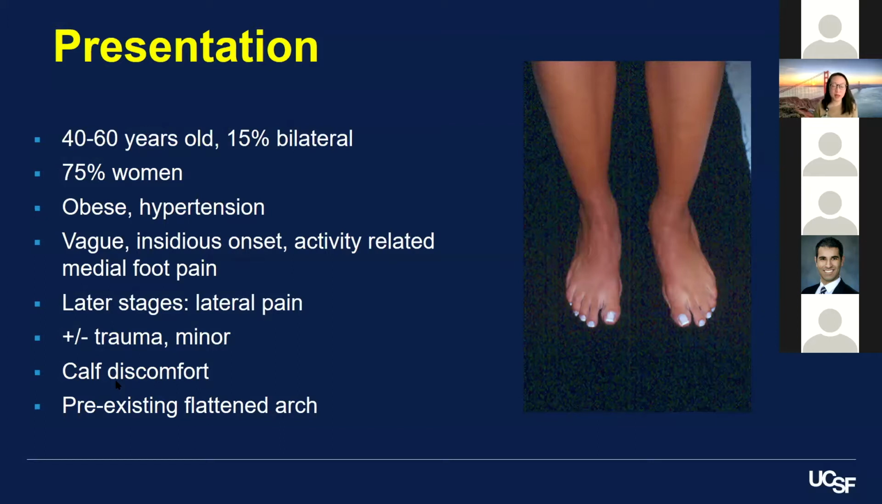They oftentimes have hypertension as a comorbidity, and most of them will really just report this vague, slow, gradual onset of pain. And sometimes they'll say, yes, it's activity related. The more active, the more they're on their feet, the more pain they have. And it's only in the later stages where the pain on the medial foot actually goes away and they start to have lateral pain. And this is because as the tendon really starts to fail and it's being pulled and pulled, at some point the tendon will just give way.